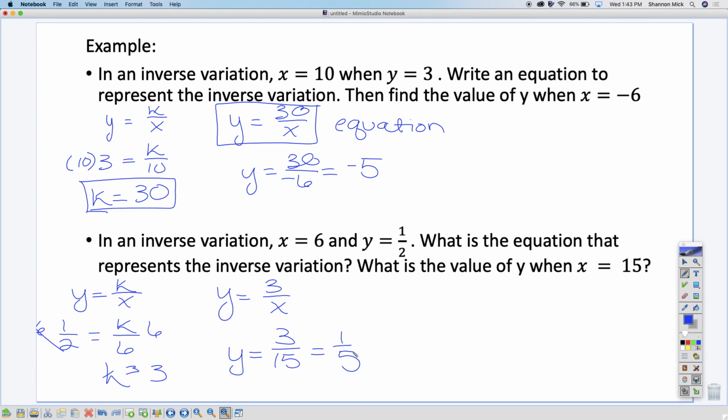What if this was Y and this was X? Multiply by reciprocal, right? So you would have 6 equals K over 1/2. So what's the reciprocal of a half? 2. So what's K? 12. Okay? Fractions are not that hard, guys.